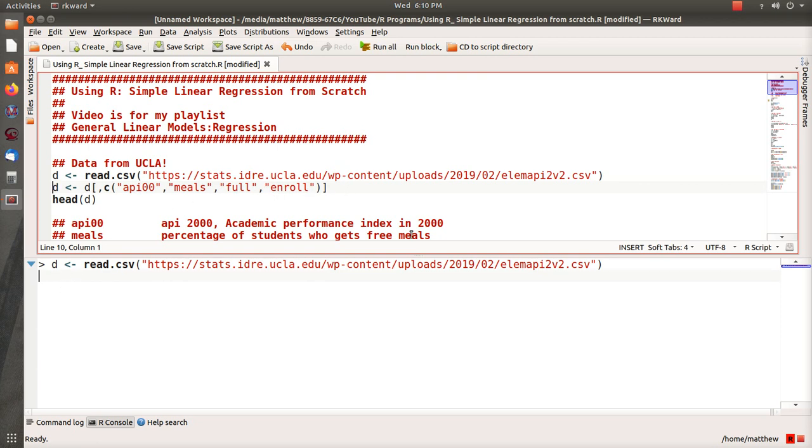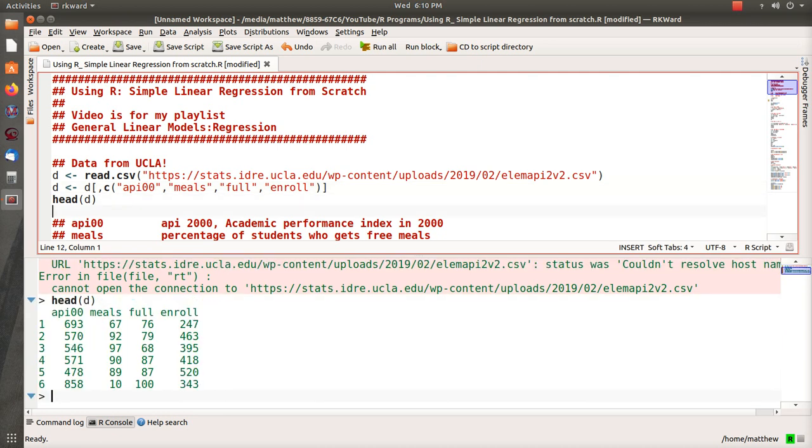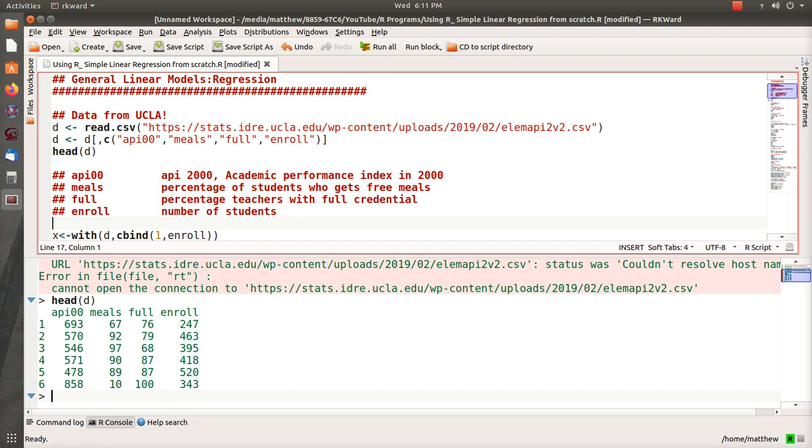The data consists of lots of different variables, but we're going to limit it to these four. I've already created this data. It's already in D. What it consists of, at least the variables that we're saving, is the academic performance index, the percentage of students who get free meals, the percentage of teachers with full credentials, and the number of students. So for simple linear regression, we're only going to use the number of students to predict this academic performance.